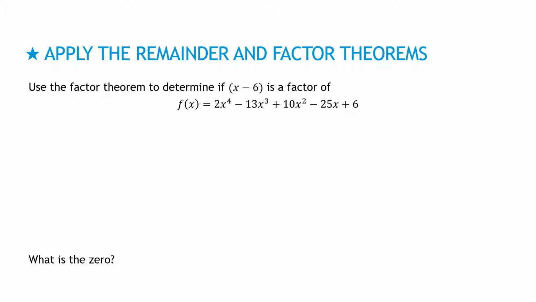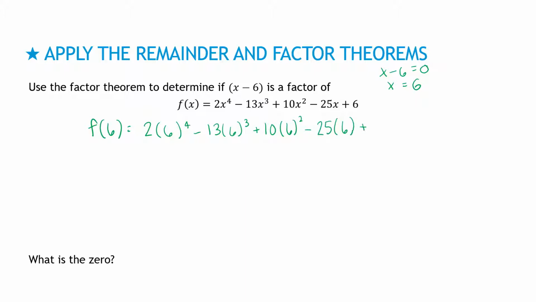Again, what I'm looking for here is x minus 6 is equal to 0, so x is 6. That's the number I'm going to use. I'm going to take f of 6 and plug it in. And again, just keep your calculator handy. 2 times 6 to the 4th minus 13 times 6 to the 3rd plus 10 times 6 squared minus 25 times 6 plus 6. So 2 times 6 to the 4th is 2592. I'm just going to use my calculator as we go here.